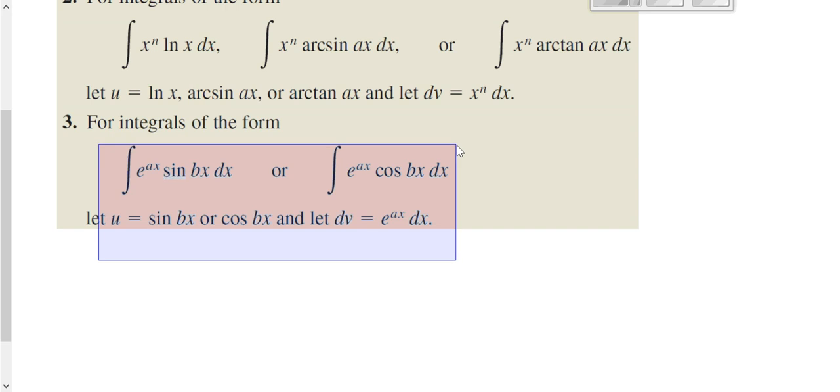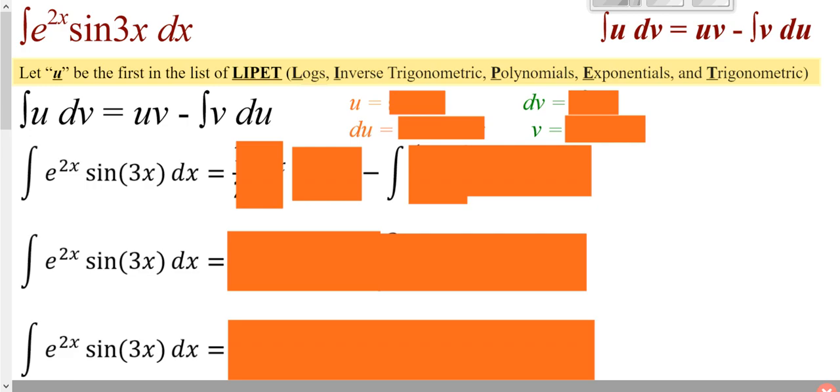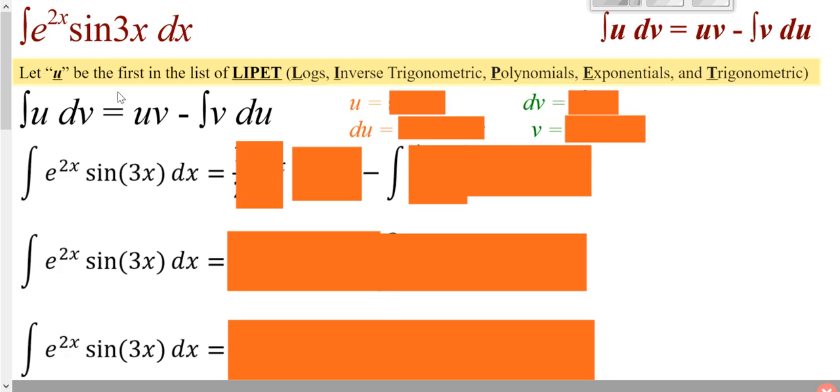Now, for the most part, when you're dealing with problems like this, you could let u be either one and it will work. It doesn't really make a difference. So for the sake of this last problem, it matches with what we were doing right here in the bottom, e to a power times your trig. So we're going to follow what that cheat sheet says. We're going to let u be your trig, your dv be your e to the power. Now, if you did decide to follow the LIPET rule here, it would work. It would give you the same answer, but your process would be slightly different.